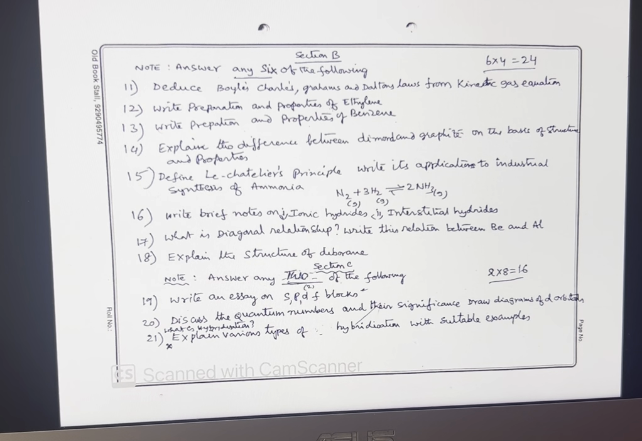So you can write several properties, at least 4 to 5 differences, structural differences and property differences. That will give the 4 marks for this question.